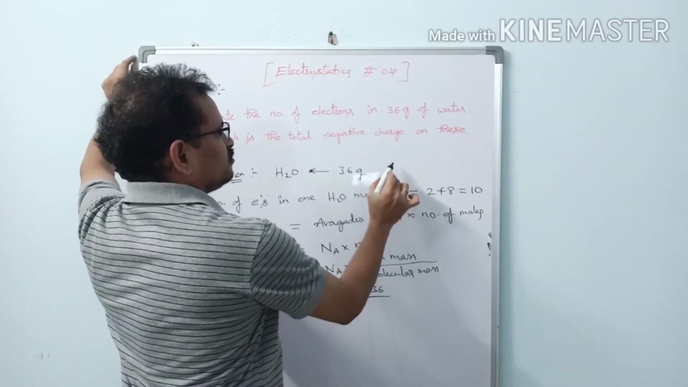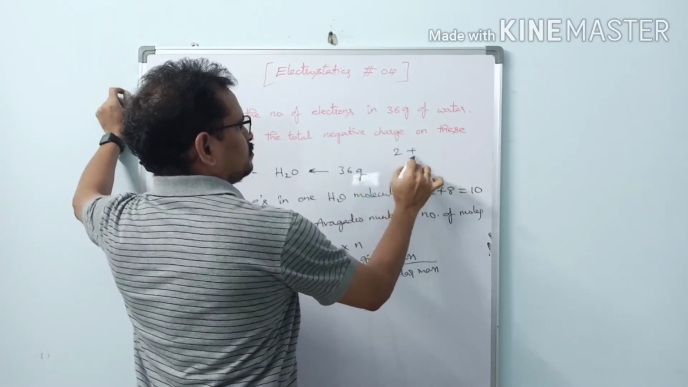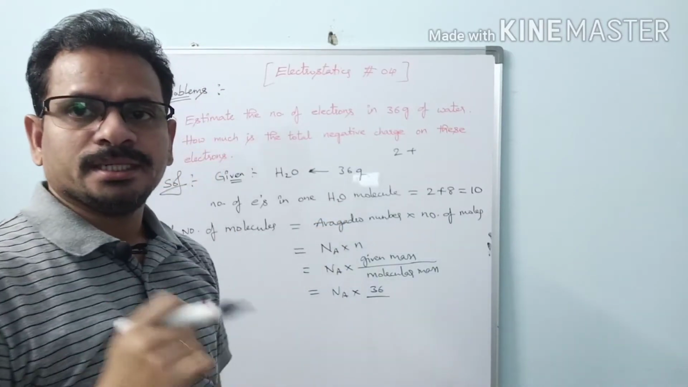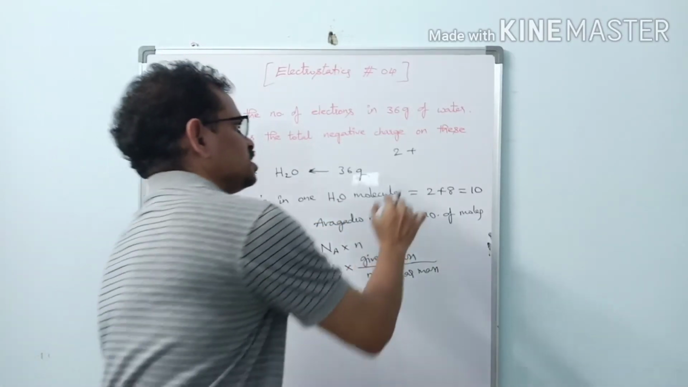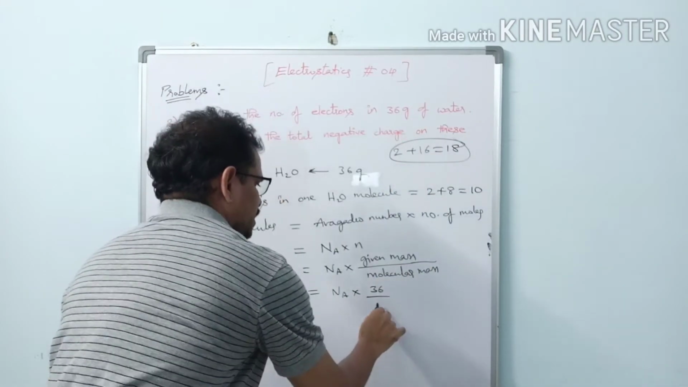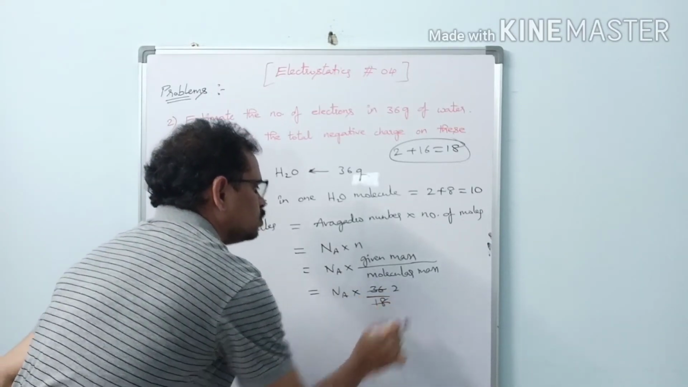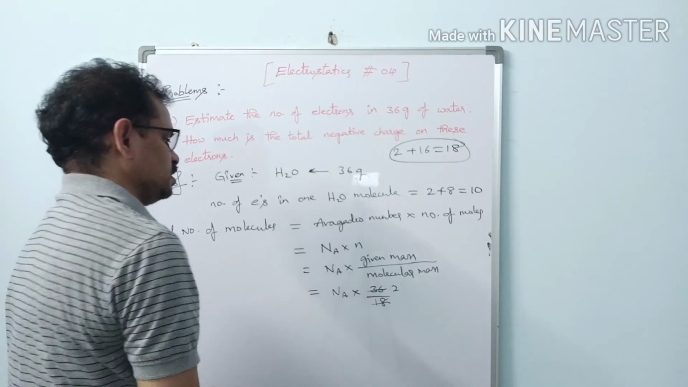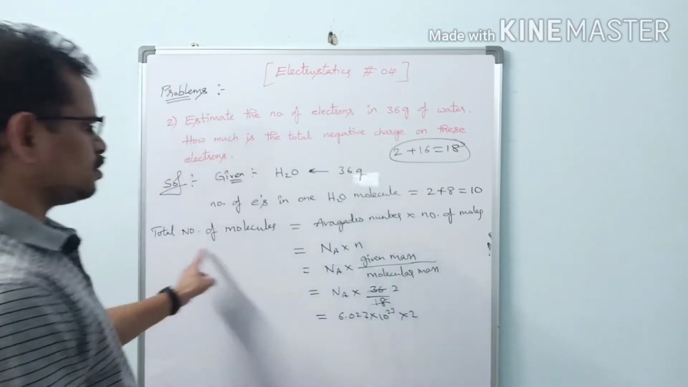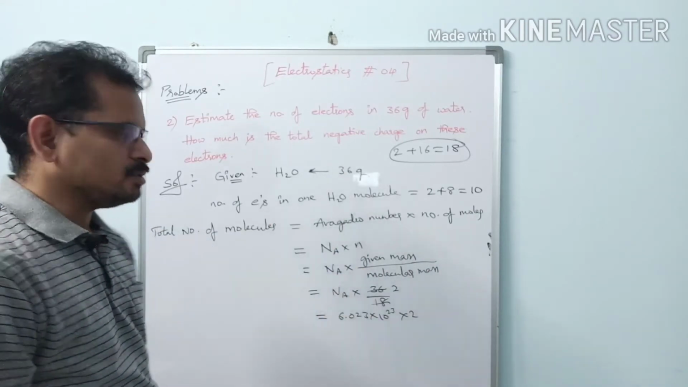What is the molecular mass of H2O? Hydrogen is 2 grams, plus oxygen with atomic number 8 has mass 16. So this is equal to 18. Here 36 by 18 is 2, so 2 moles are there. Na is 6.023 into 10 power 23. So the total number of molecules is 6.023 into 10 power 23 into 2. These many molecules are there.